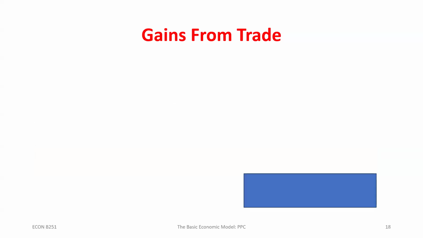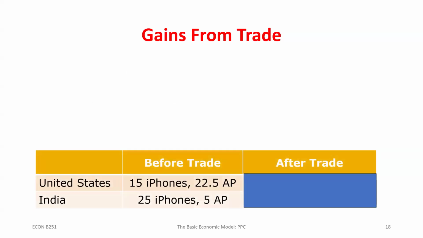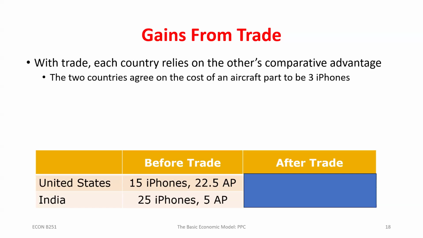Let's instead assume that, instead of this before trade scenario, both countries only produce what they have a comparative advantage in. And then we allow them to trade. And let's say they come to some agreement in that range of terms of trade. So anywhere between 2 and 5, we'll say they agree that every aircraft part is worth 3 iPhones. Okay. All right. Let's go with this thought experiment.